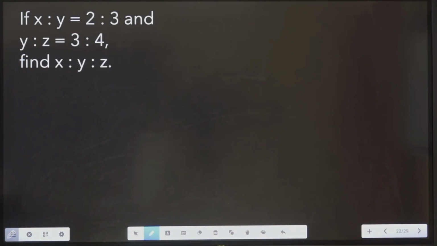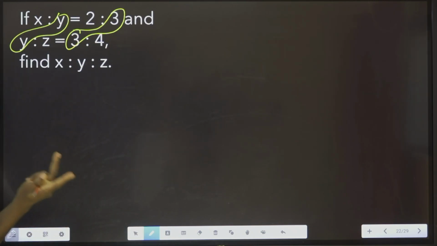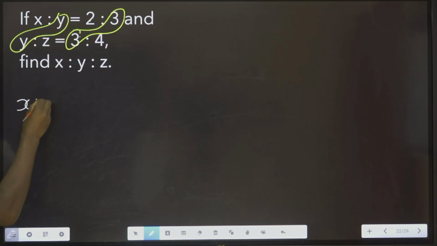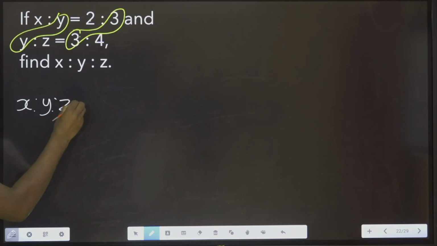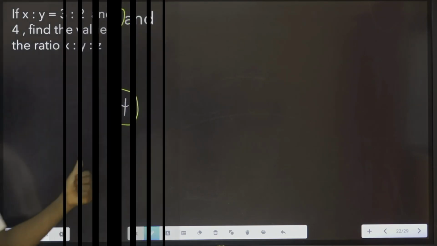Let's look at this. It says, if this ratio is equal to this ratio and this ratio is equal to this ratio, we should find this. The same thing we're going to do. As you can see here, what is common is y. And here, what is common is 3. So it means we have 3 distinct values. That is 2, 3, 4. So x to y to z is equal to 2, 3, 4. That is the answer.